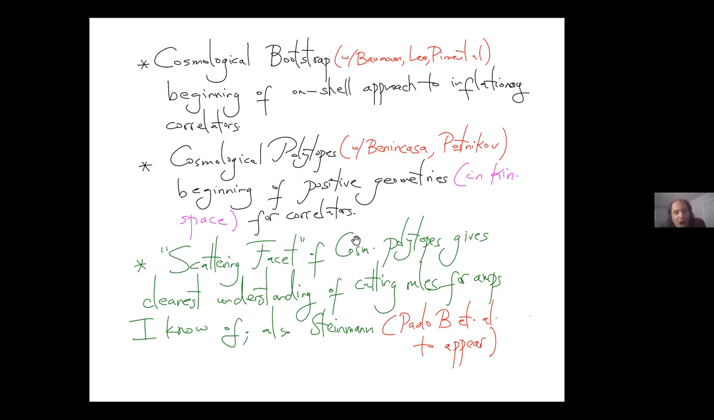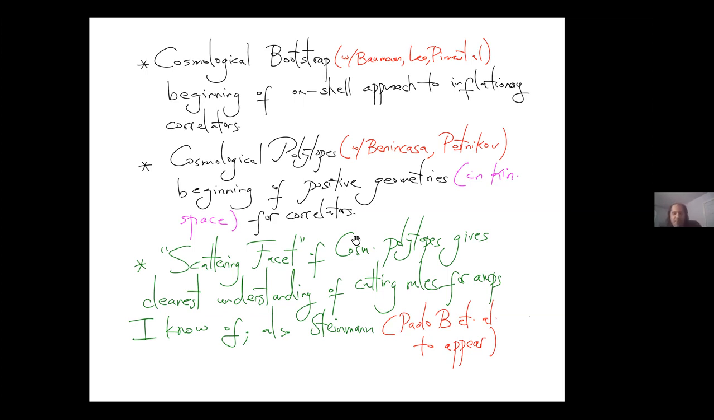But already here, the connection between the correlators and the amplitudes has been useful. All of these polytopes have a particular face where all these energies add up to 0 that corresponds to the scattering amplitude. And thinking about the scattering amplitudes in this language gives, to my mind, the cleanest understanding of the cutting rules for scattering amplitudes.